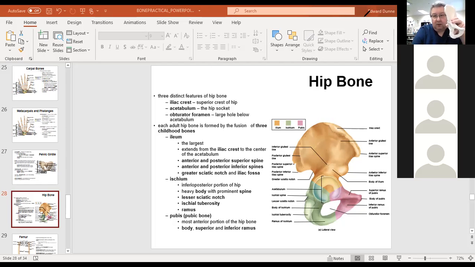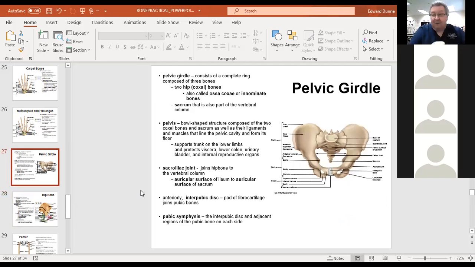Let me get rid of this. Let me move it back to the pelvic girdle. It's the pubis. So what sounds like the pubis? Pubic. Pubic what? Oh, girdle. No, not the pubic girdle.